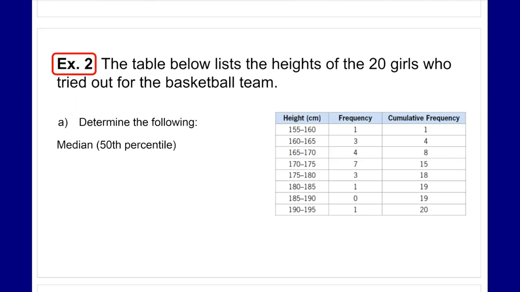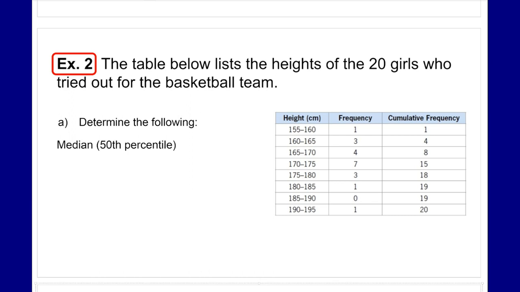So below, we have a table that lists the heights of the 20 girls who tried out for the basketball team, a hypothetical basketball team. We have our frequency and our cumulative frequency. We want to find the median, the 50th percentile. We could find the median similar to what we had done before, by finding the middle value, but we're going to focus on using the percentile formula.